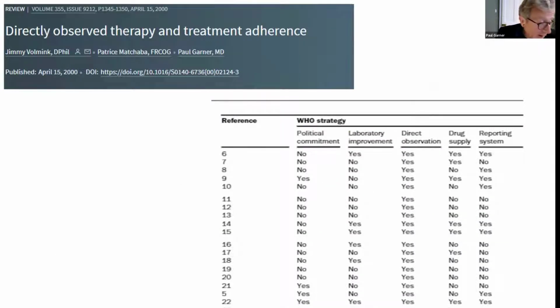So we went back over the trials and looked at all the observational trials. And this is a paper published in The Lancet, which doesn't include any effectiveness data at all. It simply describes the intervention of directly observed therapy. And the two analyses that may be of interest are each of the references down here, where we look to see whether the paper actually reported issues that WHO claimed were part of directly observed therapy: political commitment, laboratory improvement, direct observation, drug supply and reporting systems.